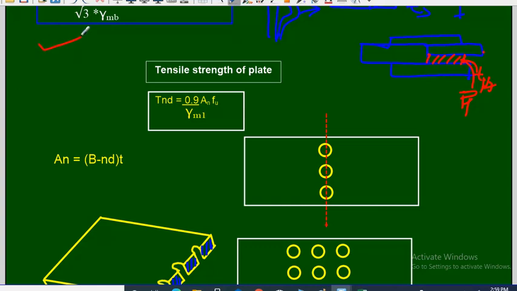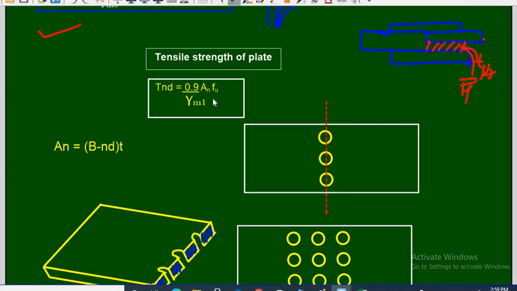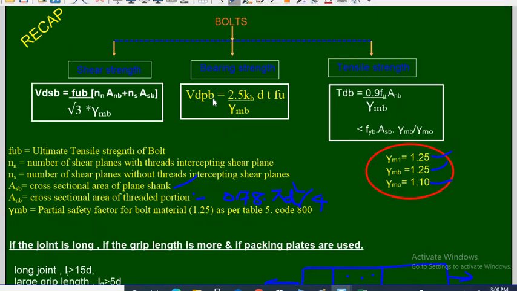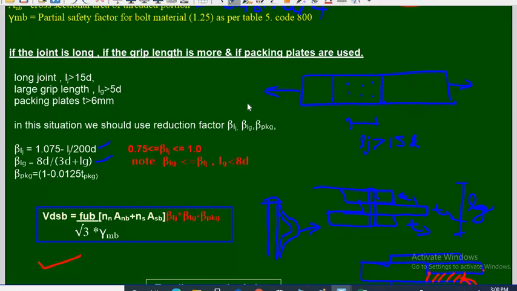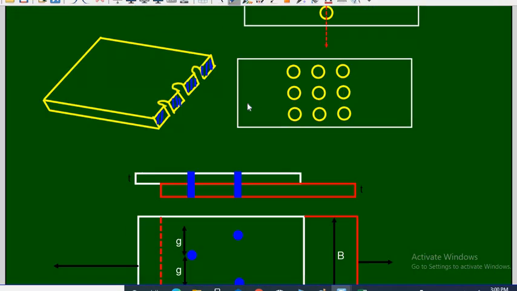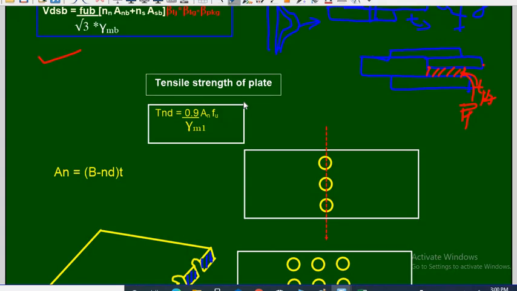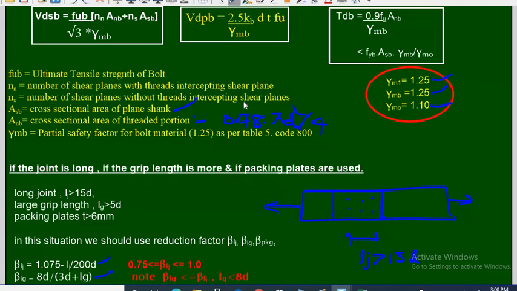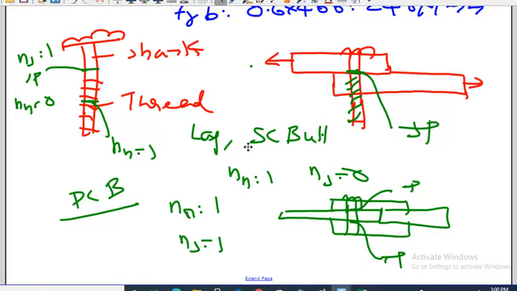Another thing we discussed in the last class is tensile strength of the plate, and another thing is bearing strength of the bolt. This is the formula for bearing strength of the bolt. I think we have discussed it. It seems to be missing here, no problem. This is the formula for bearing strength. Vdpb is 2.5 kb d t fu divided by gamma mb.